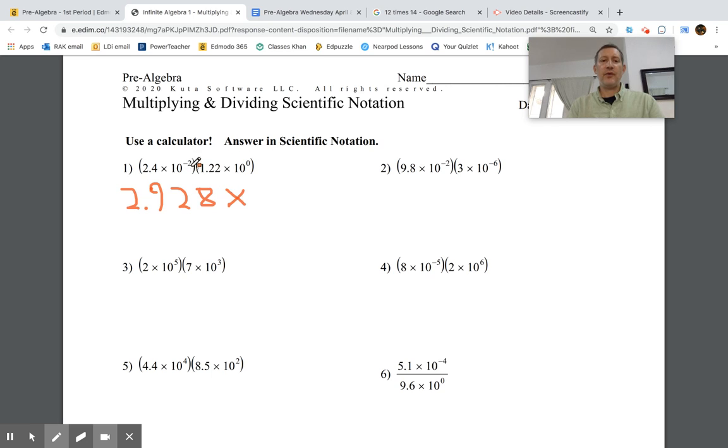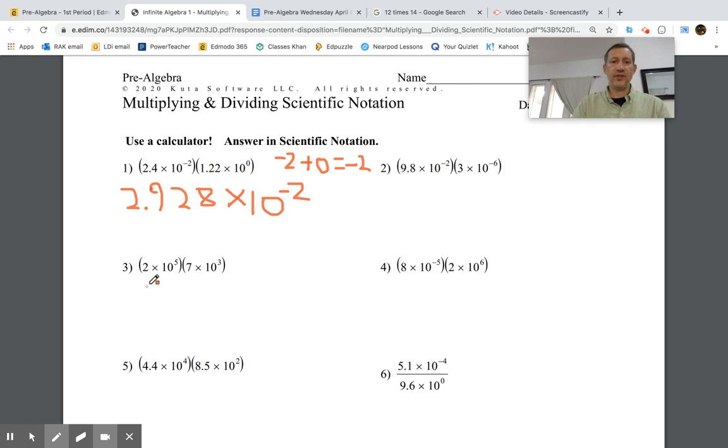Okay, now how are we going to do this part? We have 10 to the negative second and 10 to the 0. Remember, when we're multiplying, we add the exponents. So I have negative 2 plus 0. Okay, that's really insightful. What's negative 2 plus 0? Well, it's negative 2, right? So I'm adding that power plus that power. So that's going to be times 10 to the negative second power. Cool?